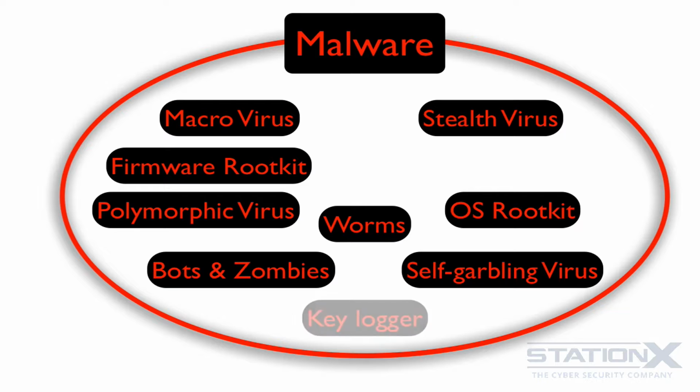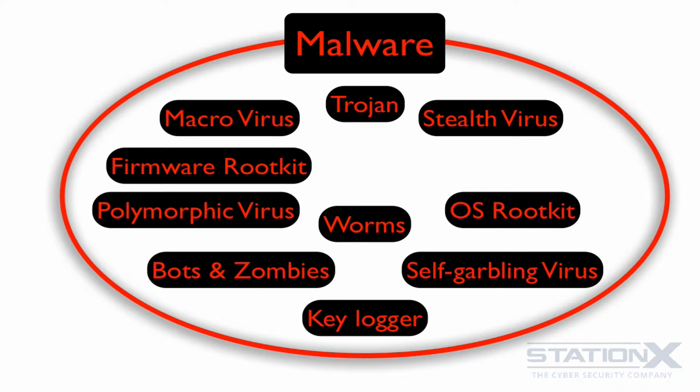You have keyloggers. Keyloggers do as they sound, they log your keystrokes. And there's Trojan horses. Trojan horses are simply programs that appear to be one thing but are actually malware. So you download, say for example, a piece of software and it acts as that software, but at the same time it is also malware in the background.